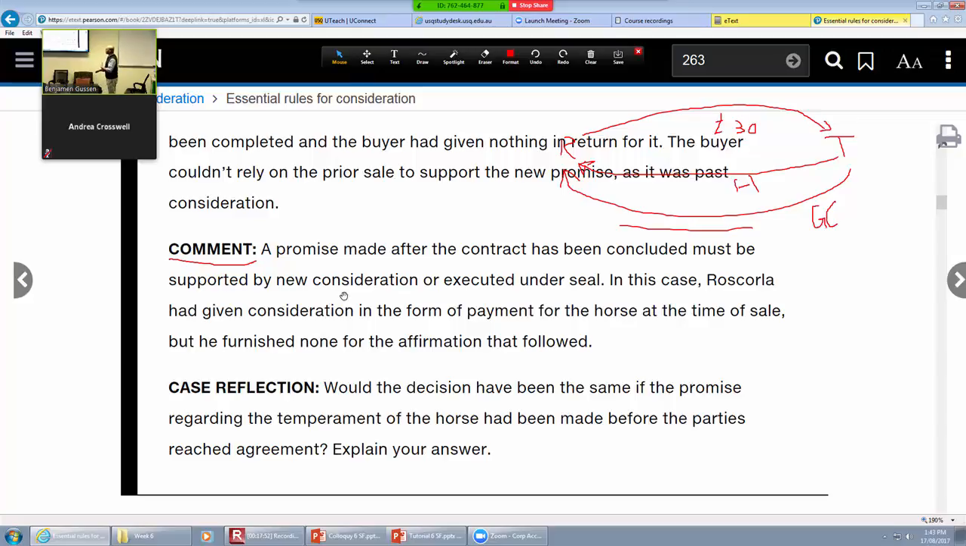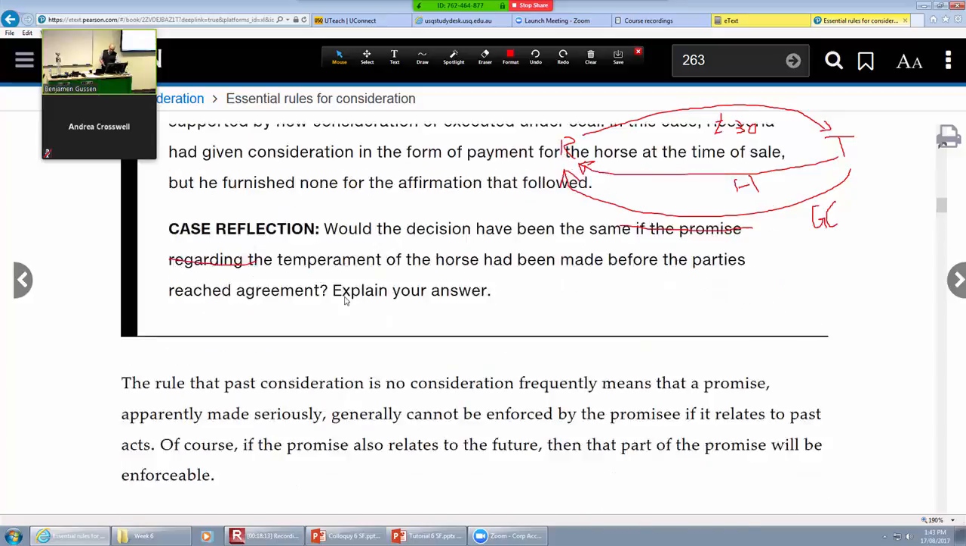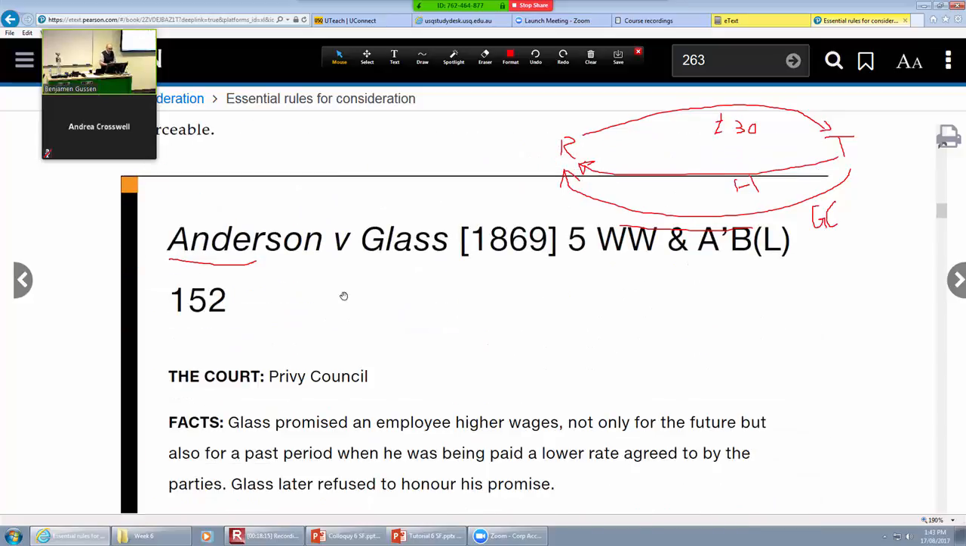Reflection. Would the decision have been the same if the promise regarding the temperament of the horse had been made before the parties reached agreement? That's what we just discussed. Explain your answer. So yes, that would change the outcome, because now that consideration has a price, which is basically the 30 pounds. The previous one was that you have the protection that it was what it expects.